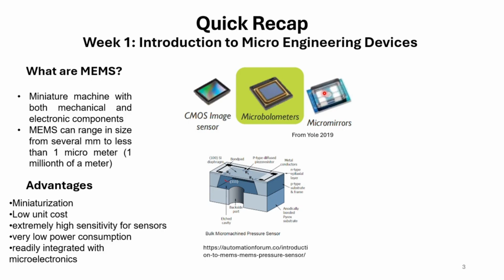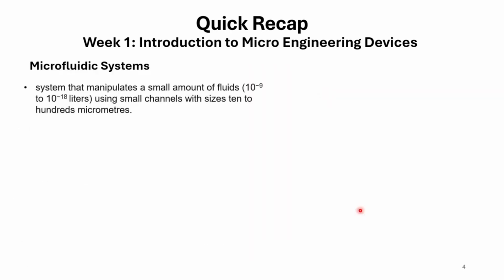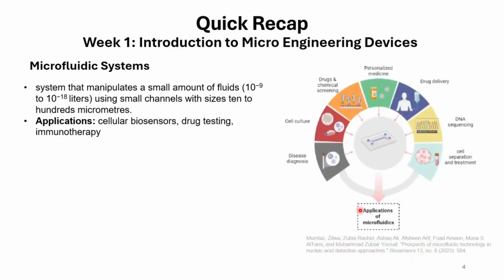Next we'll talk about another class of micro-engineered devices called microfluidic systems. These are systems that manipulate small volumes of fluids through small channels with sizes ranging from 10 to 100 micrometer. We use these microfluidic channels for various applications like cell culture, disease diagnosis, drug delivery systems, drug testing, DNA sequencing, immunotherapy, and so on. This is just a quick recap of whatever is covered in the course content.